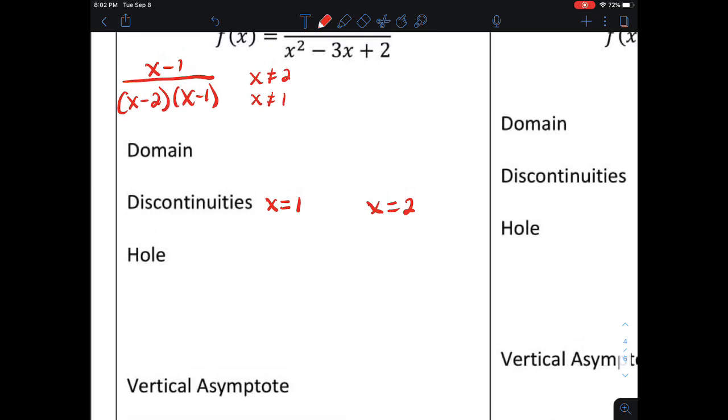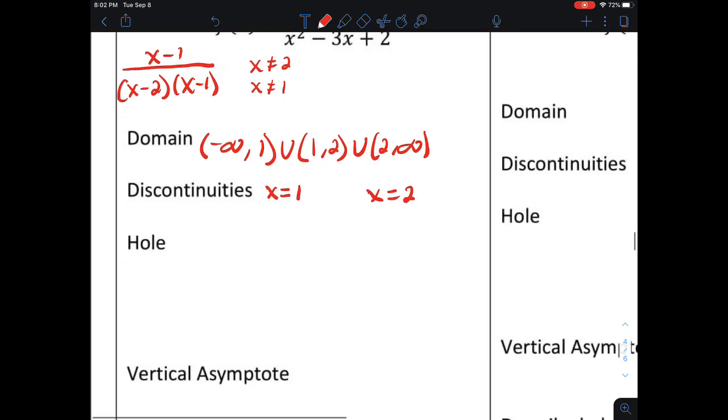So the domain is the set of all real numbers except for the discontinuities. So negative infinity until I get to the first discontinuity, and then the first discontinuity to the second, and then the second discontinuity to positive infinity. So my domain, done.